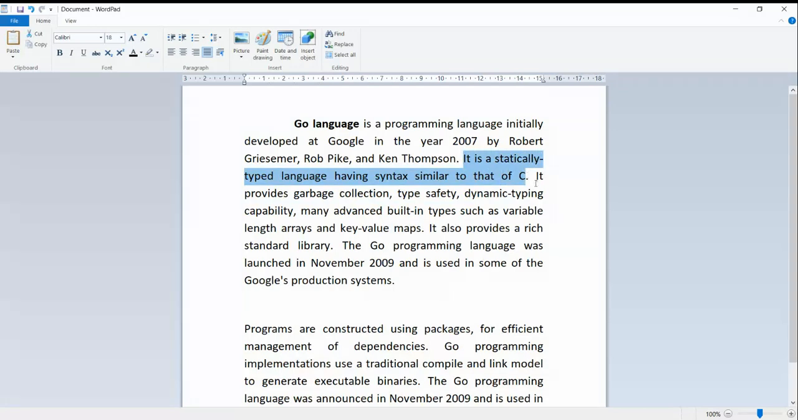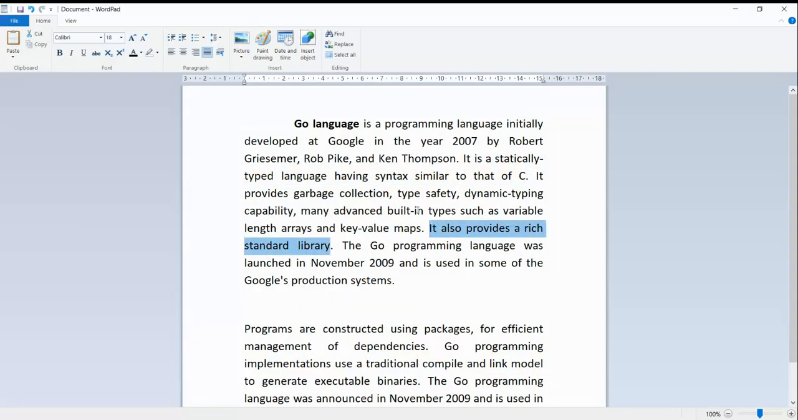So it provides garbage collection, type safety, dynamic typing capability, many advanced built-in types such as variable length arrays and key-value maps. So it also provides rich standard library.